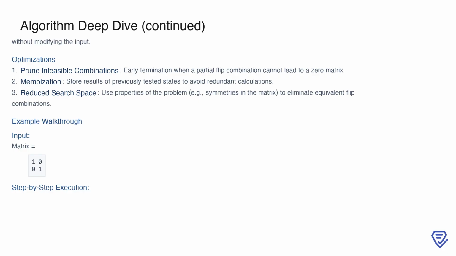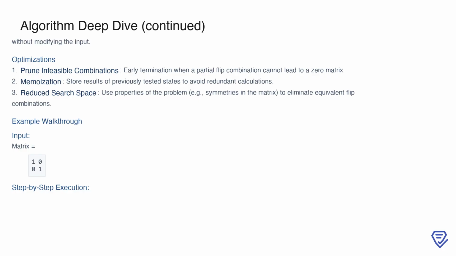One such optimization is to prune infeasible combinations early. If a partial flip combination cannot possibly lead to a zero matrix, we can terminate it without further exploration. Another technique is memoization, where we store the results of previously tested states to avoid redundant calculations. This can significantly reduce the number of repeated operations.